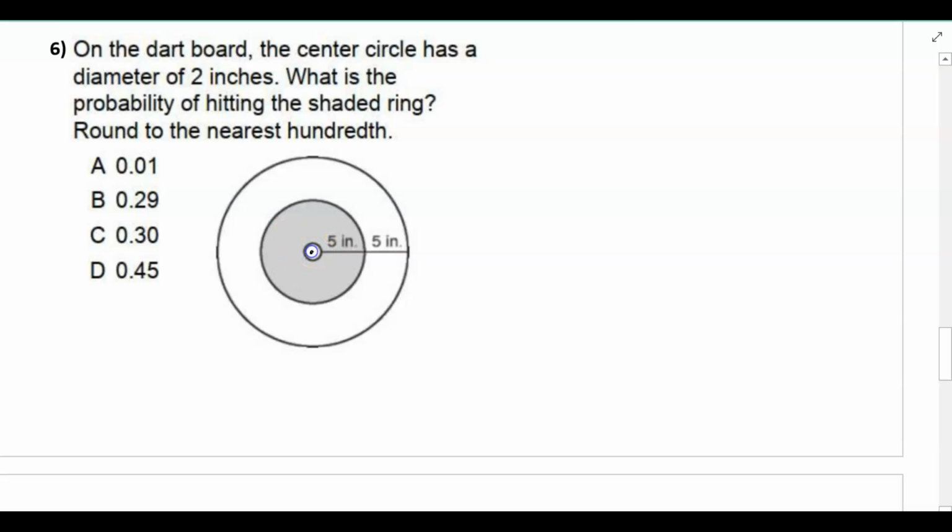We have a radius here of 1. Now, if that's true, that means the center circle is diameter 2. What is the probability of hitting the shaded ring? So out of this entire board, so the whole board, what is the probability that it would land in the shaded space? The shaded circle.